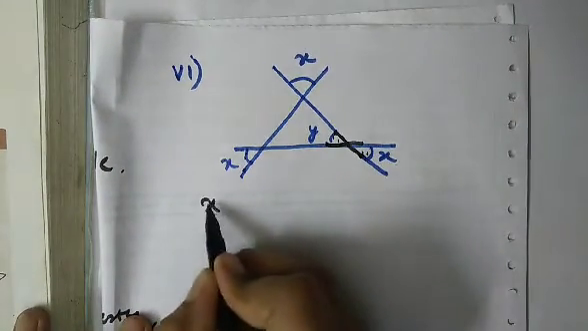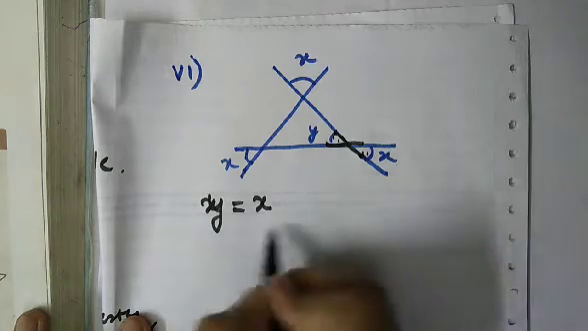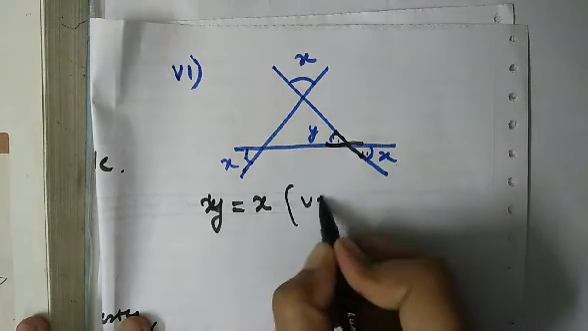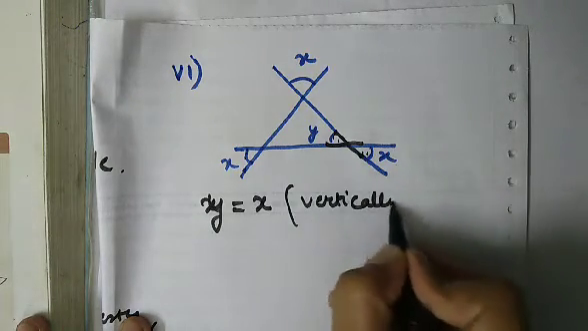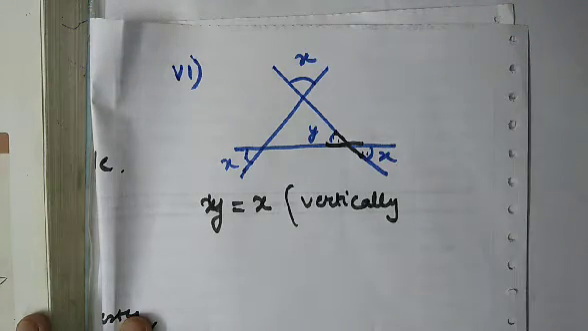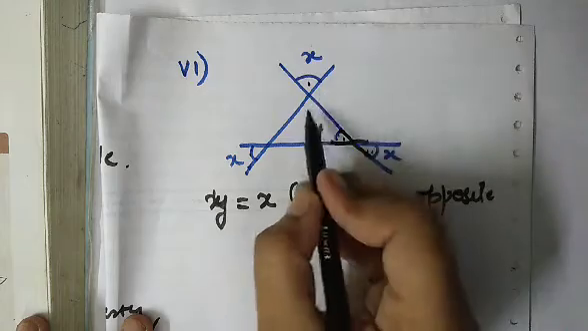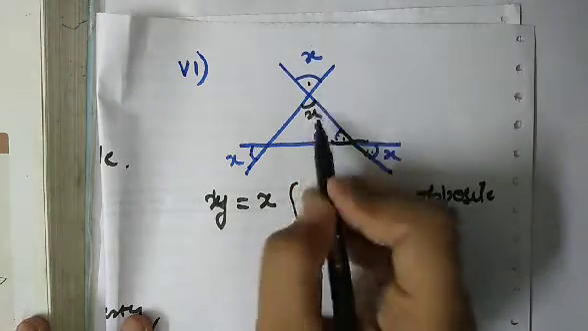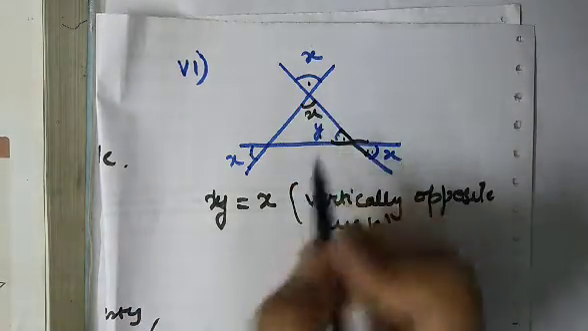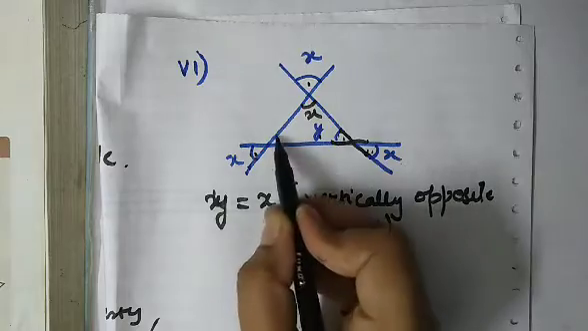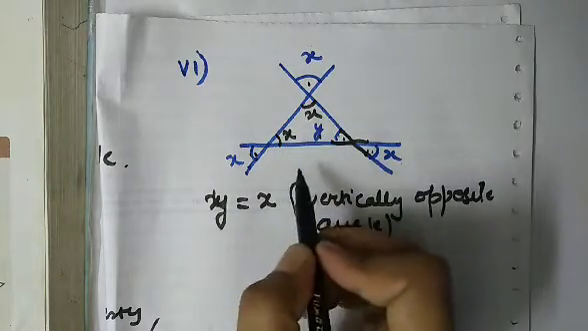So I will write y equals x, or you can write x equals y. Why is it so? Because of vertically opposite angles. So this is also x. Now if this is x, this is also x, because again the same reason, this is also a vertically opposite angle.